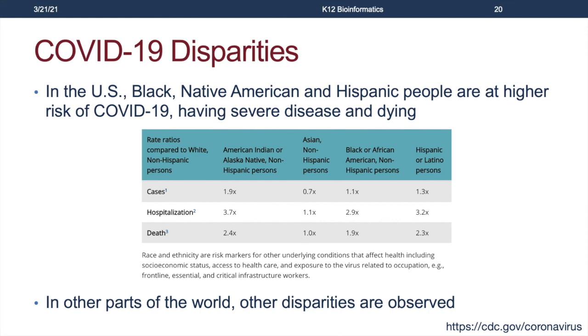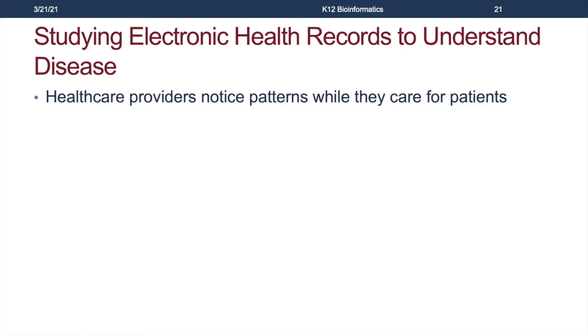In other parts of the world, other disparities may be observed. The numbers of cases around the world are provided by health agencies, and one of the sources of these data are healthcare systems. In many healthcare systems, patient records are stored as electronic health records, and looking at these in more detail can help us understand disease. As they care for COVID-19 patients, some healthcare providers, including doctors and nurses, might notice patterns among the patients. These patterns may lead to hypotheses about aspects of COVID-19.